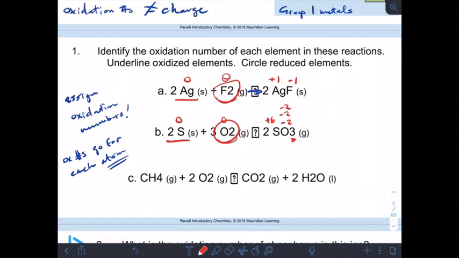All right, so let's take a look at line C. All right, the easiest one to pick out is that O2. So O2, each atom of oxygen is at a 0 because it's naturally occurring diatomic. Okay, then let's take a look at the CH4. So the CH4, when hydrogen is bonded to a nonmetal, each hydrogen is a plus 1, and I have 4 of them.